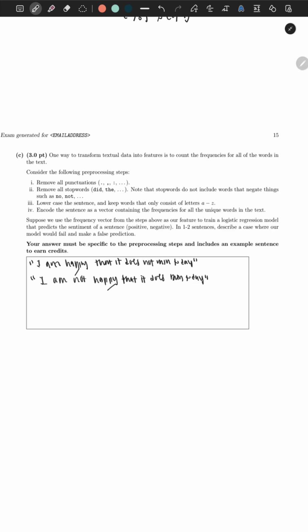But based on our algorithm, all we're doing is taking away the stop words and then lowercasing all the words and then counting the number of times that they appear. And we're going to get the same vector that contains the frequencies for all of the unique words for both of these sentences because we're just simply counting up all of the unique words that appeared in our sentence. And it doesn't take into account the order, which can change our sentiment. So because of this, the frequencies will lead us to believe that these two sentences have the same sentiment when they don't. So we're going to have a false prediction for the sentiments of these sentences.